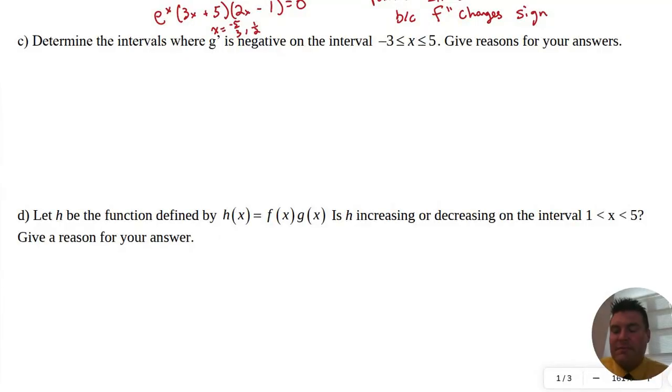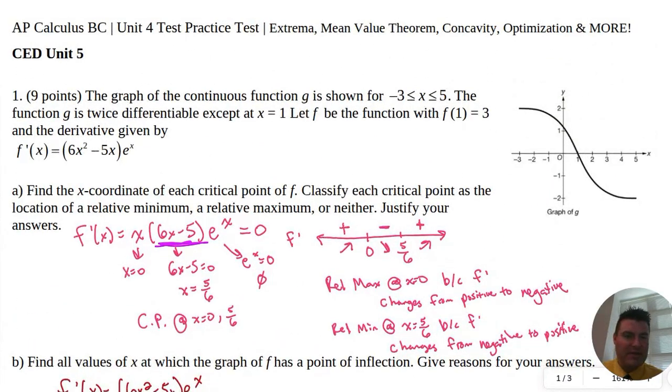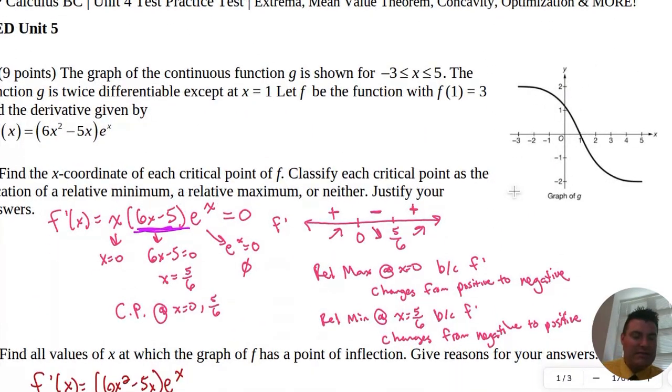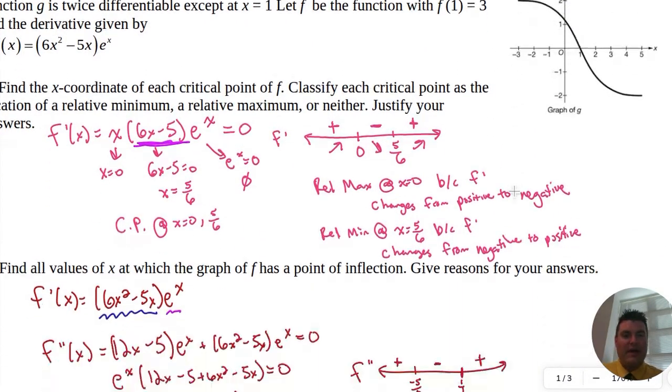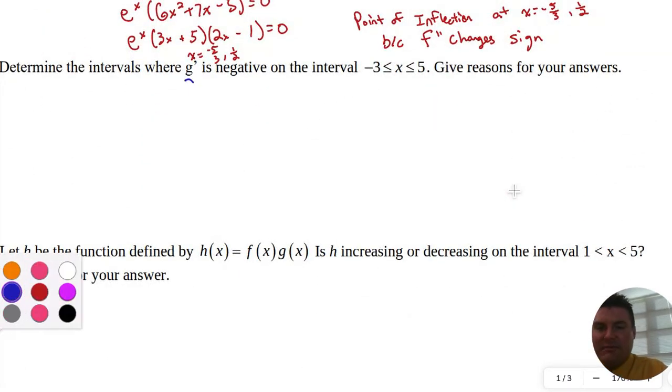All right, so part C here, determine the intervals where G prime is negative on the interval from -3 to 5. Give reasons for your answer. So G of X is right here. It's going to be this graph right there. So now whenever I see G prime is negative, that makes note that G has a negative rate of change, which means that G is decreasing.